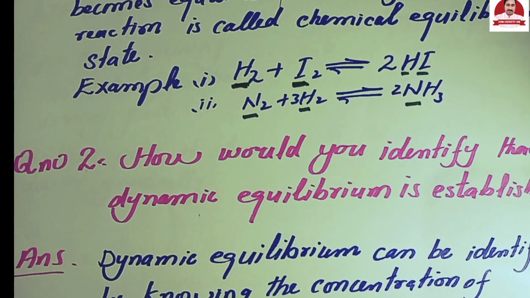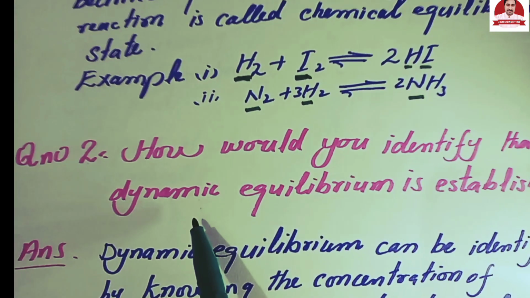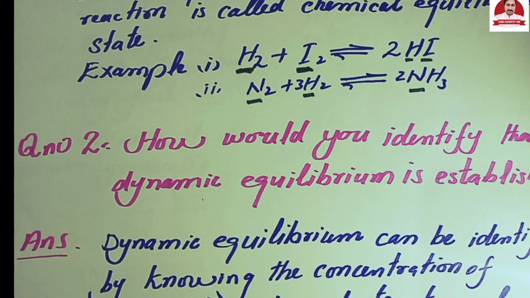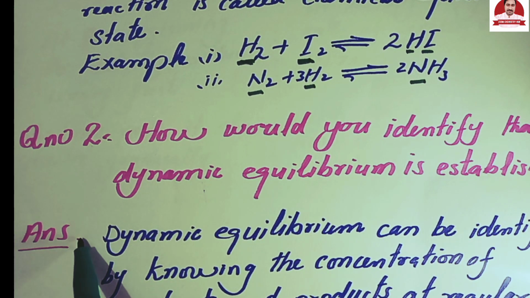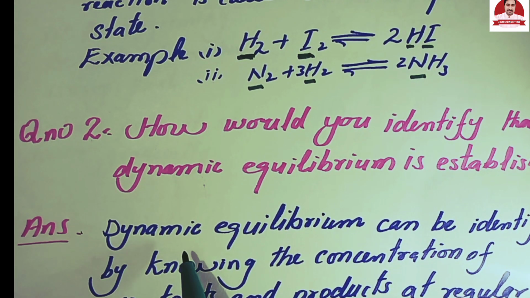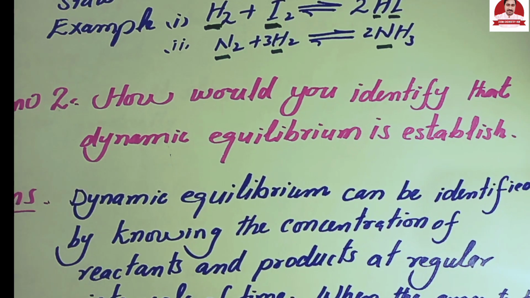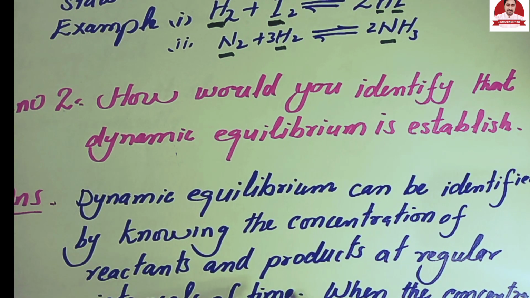Next, question number 2. How would you identify that dynamic equilibrium is established? So we can identify the dynamic equilibrium. How? Dynamic equilibrium can be identified by knowing the concentration of reactant and product at a regular interval of time.